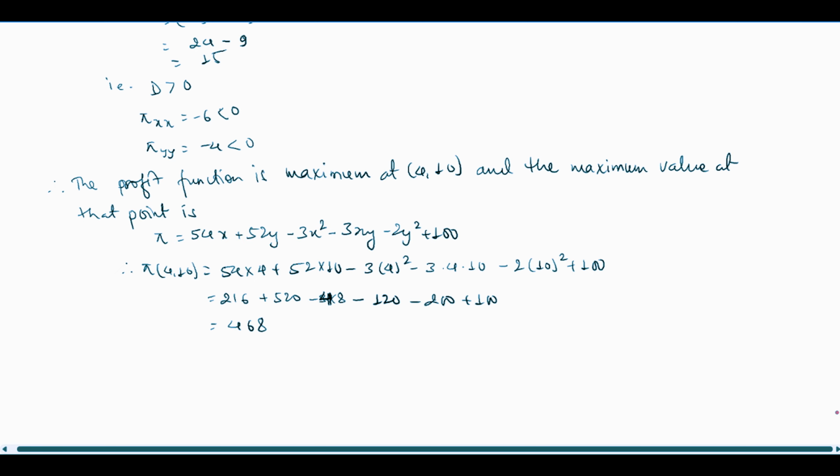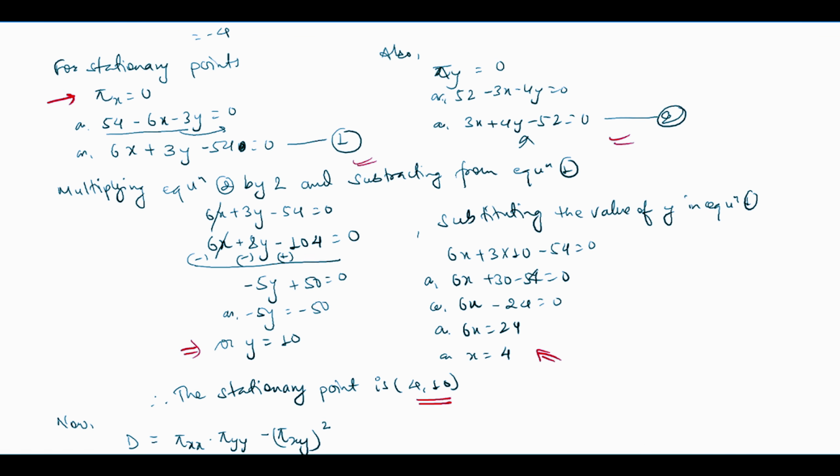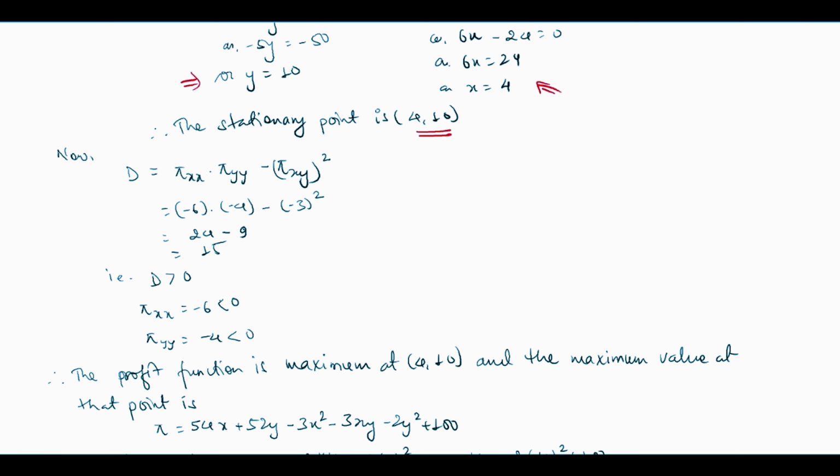And now moving forward, we need to find the maximum profit. For that, we also need to find the value of D, that is pi xx times pi yy minus pi xy whole squared. Its value is positive. The partial differentiation with respect to x twice is negative, and with respect to y twice is also negative. It means this is the condition for the profit.